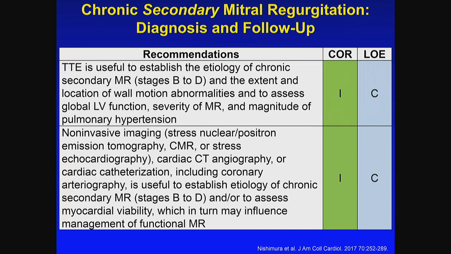So how do we diagnose and follow up secondary mitral regurgitation? Well, again, the guidelines tell us that transthoracic echo is important to establish the etiology and extent of the MR, as well as to assess the left heart function in the face of the regurgitant lesion. Importantly, it can also estimate the severity of pulmonary hypertension, a consequence, as I alluded to, of chronic elevation in left atrial pressure. Non-invasive imaging, cardiac CT or catheterization is important to establish the etiology of secondary MR, that is, to distinguish an ischemic from non-ischemic cause, as well as to assess myocardial viability, which can influence management.